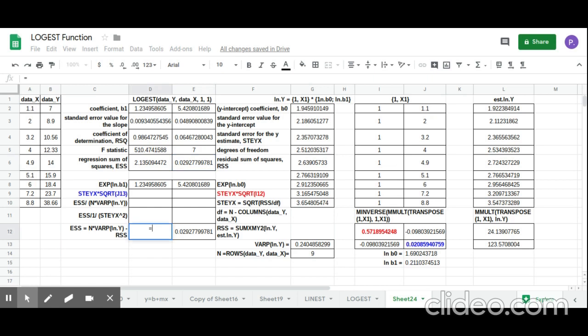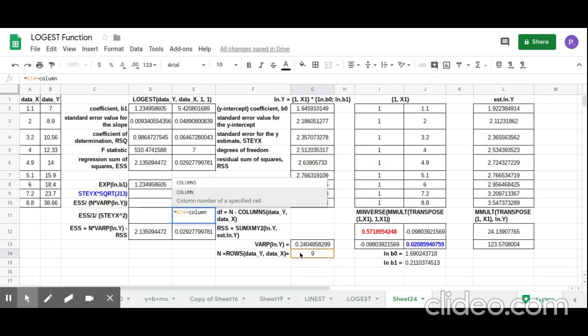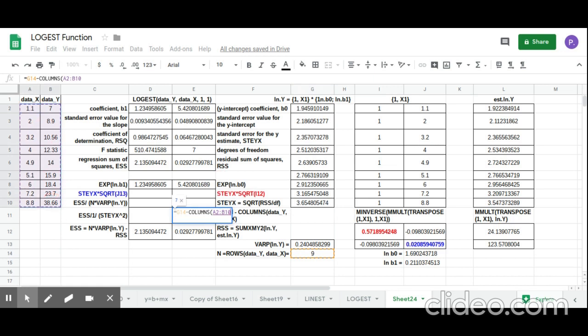Next, we calculate the regression sum of squares, which is equal to n times variance of population y minus RSS, or the residual sum of squares. So 2.135, which matches our LINEST output. Then we calculate the degrees of freedom, which is equal to n, the population, minus columns, or the total number of variables, both dependent and independent variables. So we have degrees of freedom of 7.